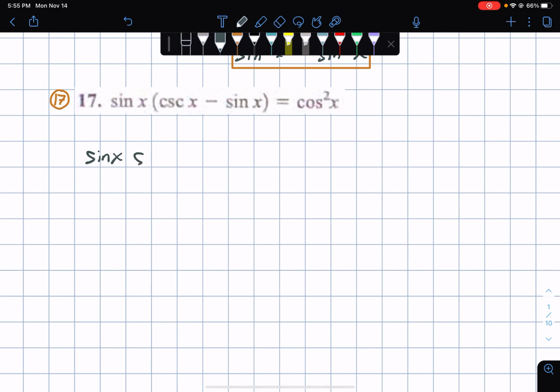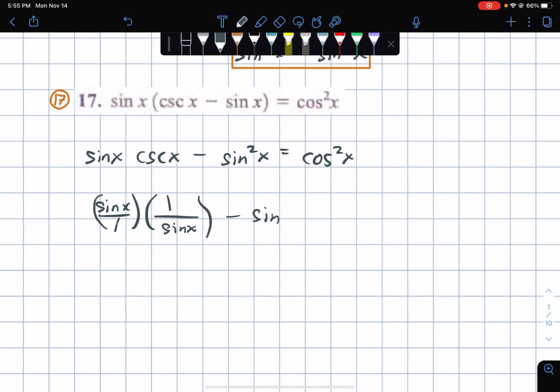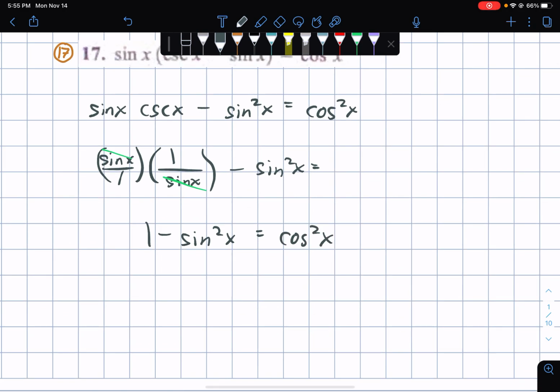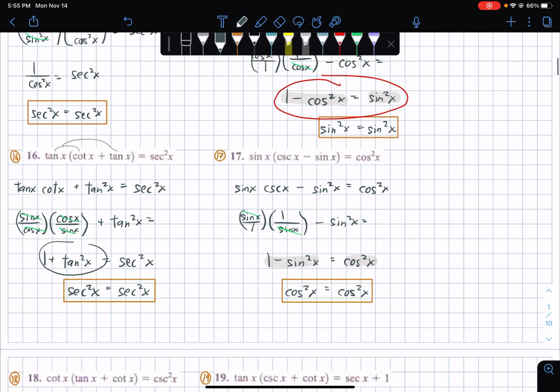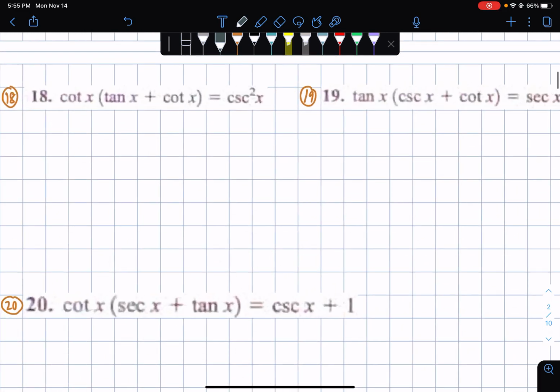Sine x times cosecant x minus sine raised to 2x is equal to cosine raised to 2x. So sine x, the inverse of cosecant is sine, so we get something like this. Cancel like terms. 1 minus sine raised to 2x is equal to what? Cosine raised to 2x. They're basically identities of each other. So that's it. We're done with number 17. Let's move on to number 18.